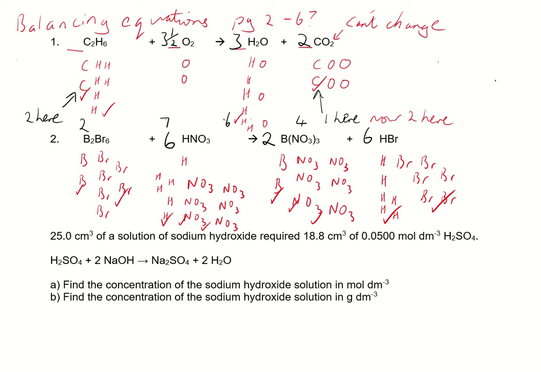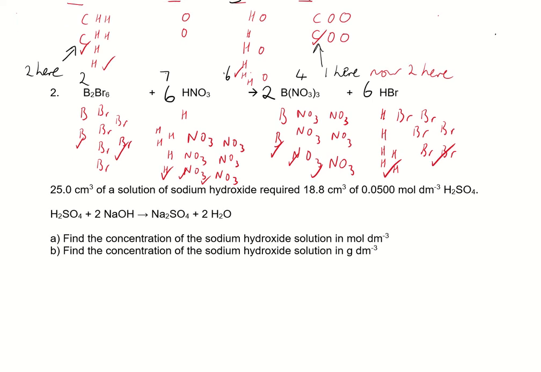There are ways of speeding them up. You'll probably find them out on your own just as you go through practice with them. For example, I could have just treated the NO3 as a lump, since the NO3 as a lump is on the right. 6 NO3s there, 6 NO3s here, and that ticks off nitrogen and oxygen at the same time, essentially. So there's little tricks like that, just for getting quicker once you've had a bit of practice.